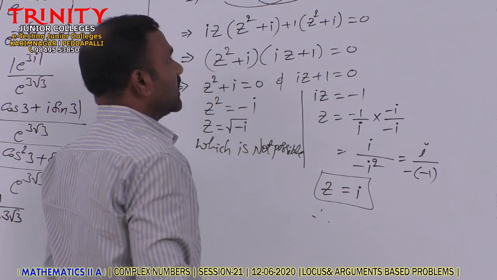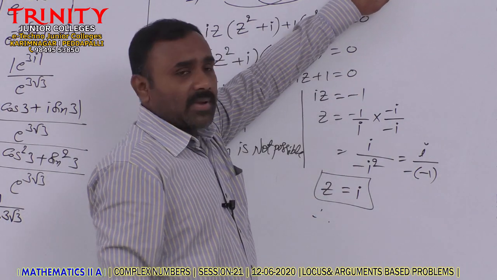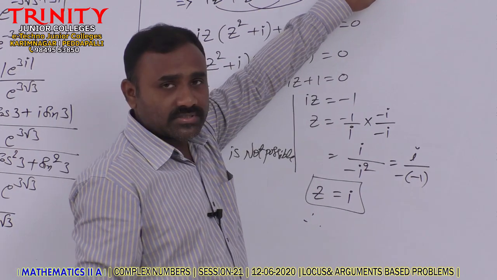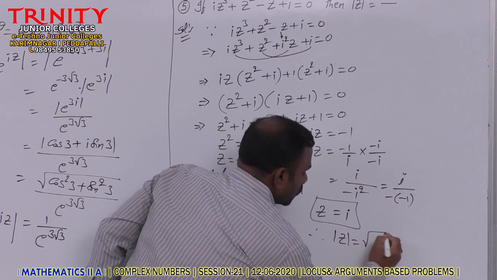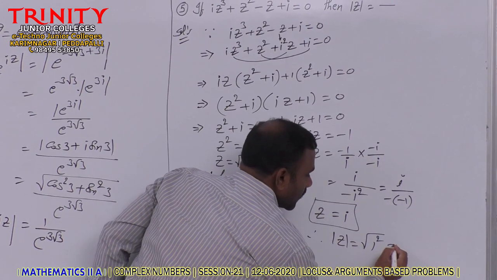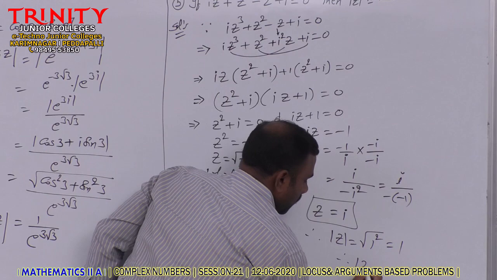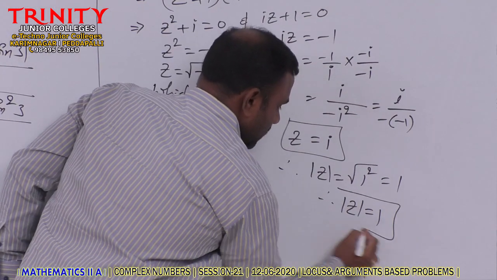But he was not asking the z value. Then what is the magnitude? It means the modulus of the complex number z. Mod z is equal to root 1 square, that is nothing but 1. Therefore, the modulus of the complex number is unity.